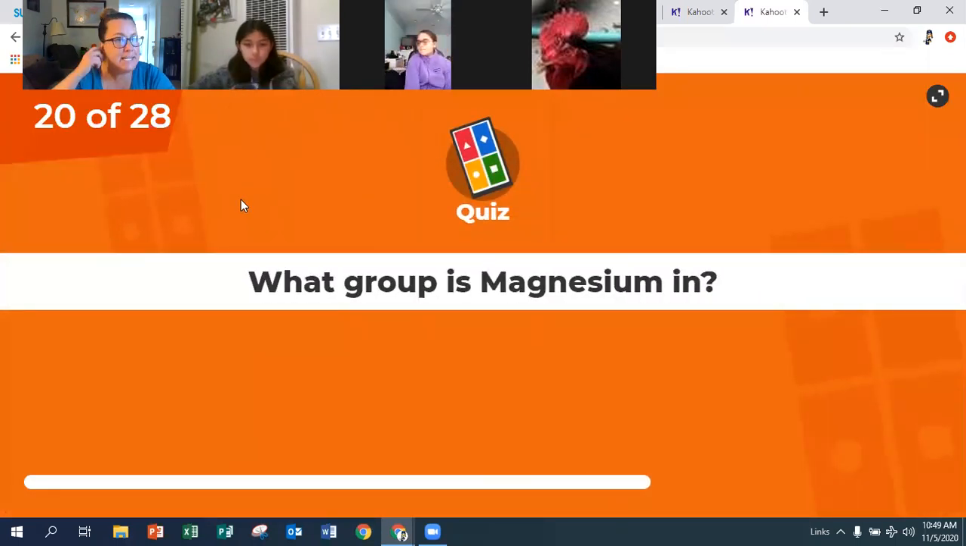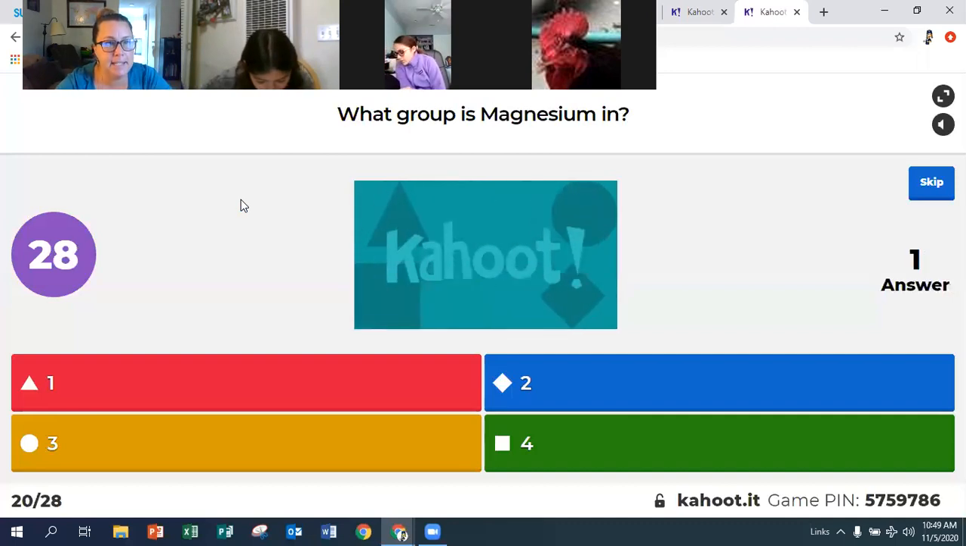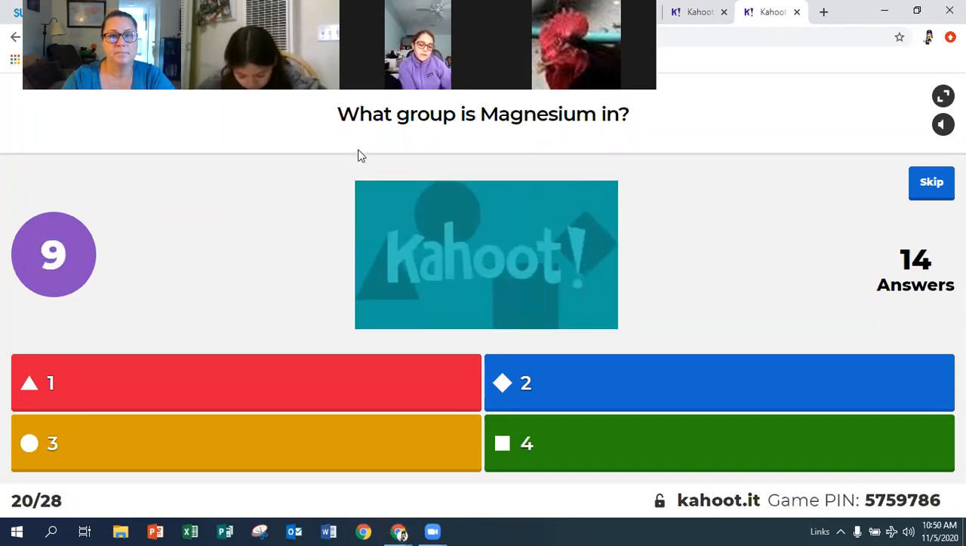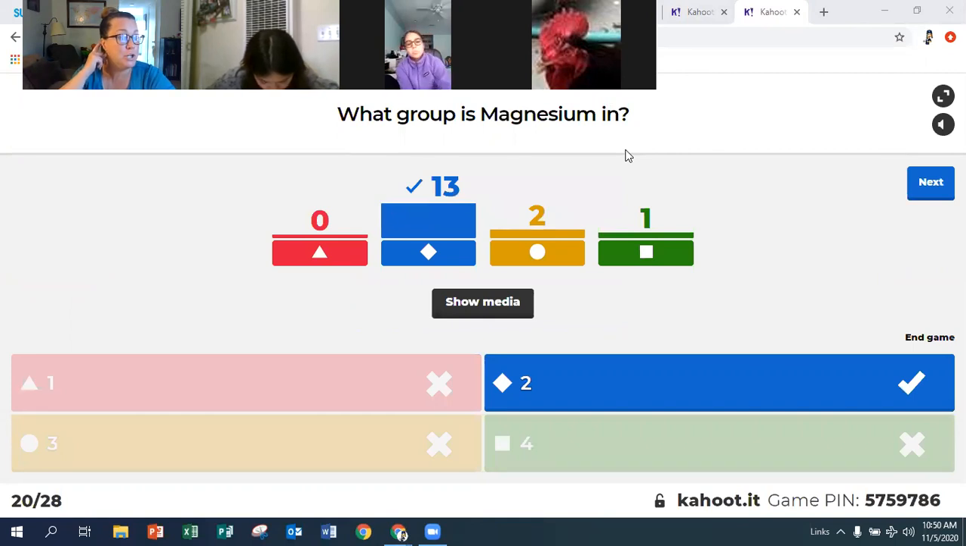What group is magnesium in? Magnesium, not manganese, magnesium. Mg is the element symbol, Mg. Magnesium is found in group 2.